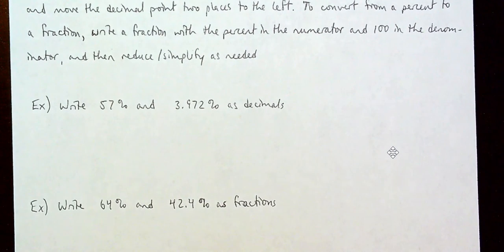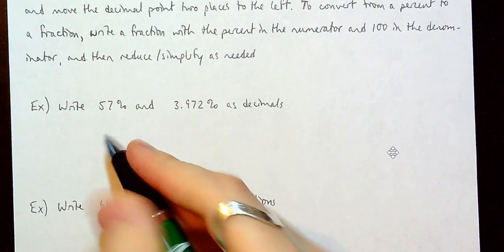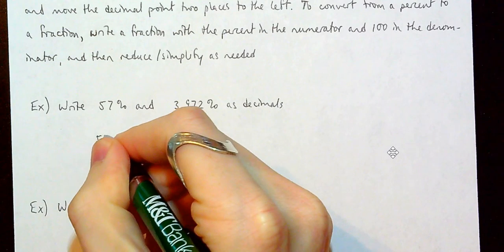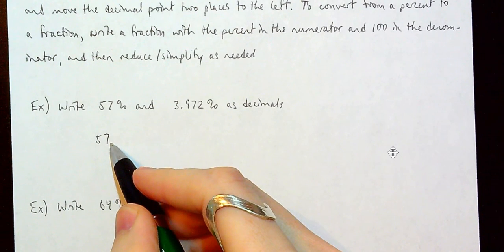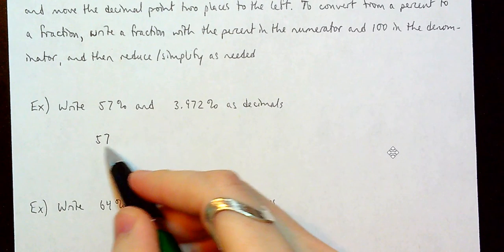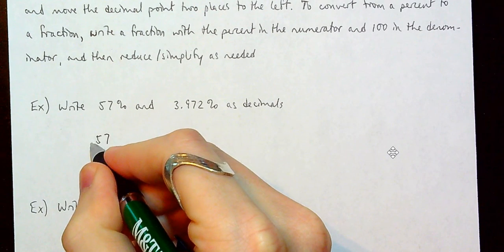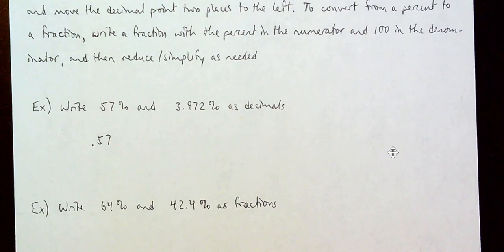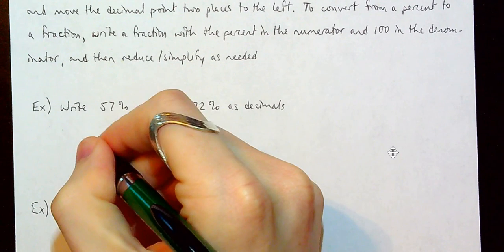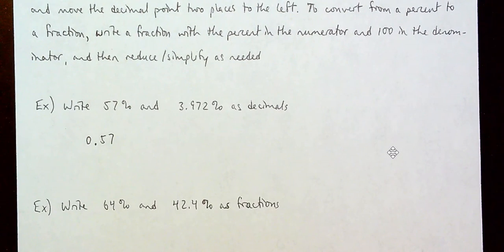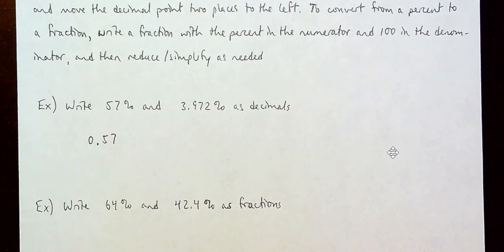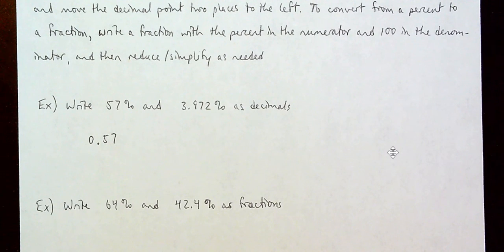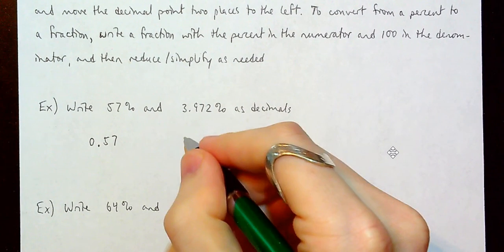If we write 57% and 3.972% as decimals. So for 57, I'm going to take that 57. I'm removing that percentage sign. There's a decimal point right here, and then I move it 2 places to the left. 1, 2. So as a decimal, 57% is 0.57, or I think it's more common that we write 0.57. We like to have that little 0 in front just to be a nice placeholder.